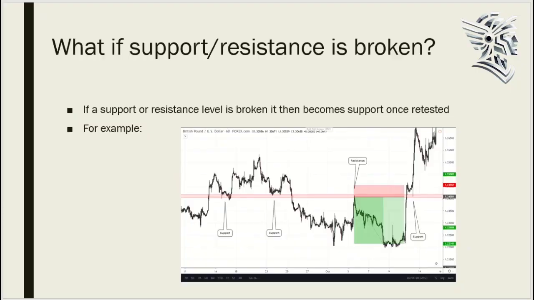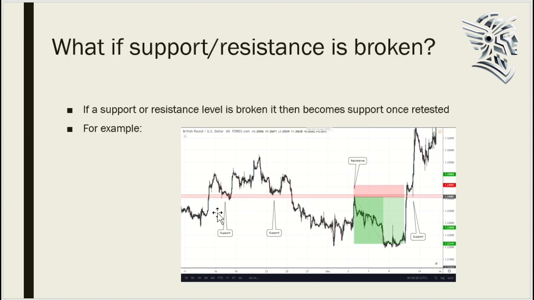So what if support or resistance is broken? Like I showed you in the previous slide, it doesn't always hold. It usually does, but doesn't always. And when it does break, then you just see it turn into resistance. If it's support and it breaks, it turns into resistance. If it's resistance and breaks, it turns into support.